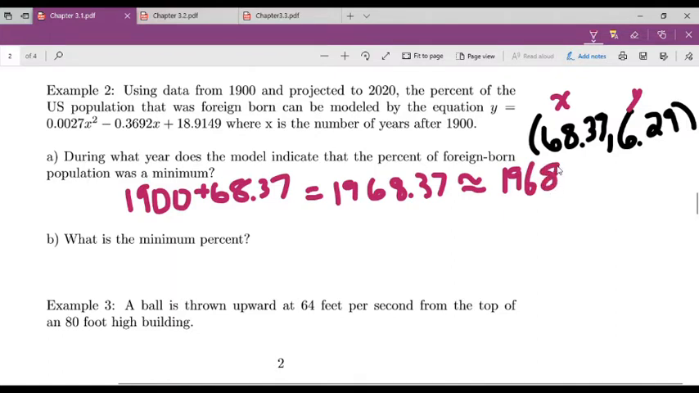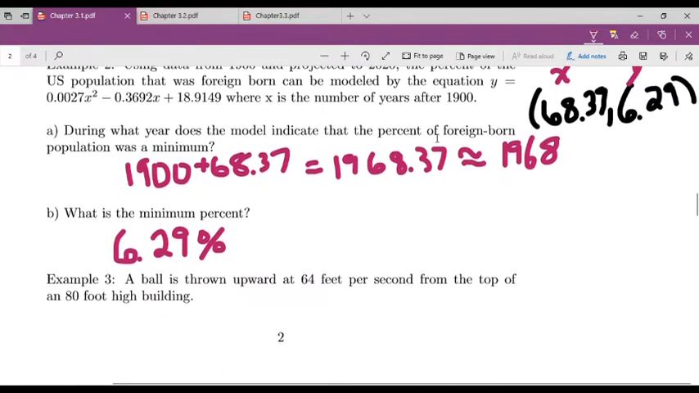Okay. Now B wants to know what the minimum percent is. So the percent of the U.S. population can be modeled by the equation y equals. So our y is our minimum percent. So our answer for B will be 6.29%. And that's why it's important to know what your x is and what your y is, and to make sure that you don't have to adjust your x value for whatever year it actually started with.